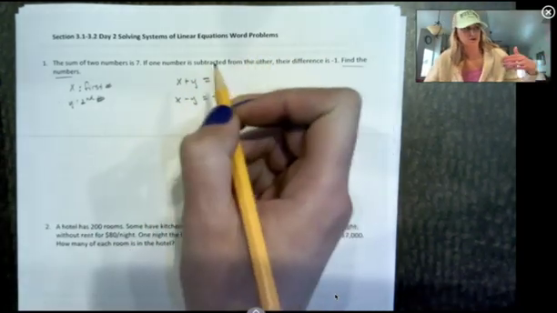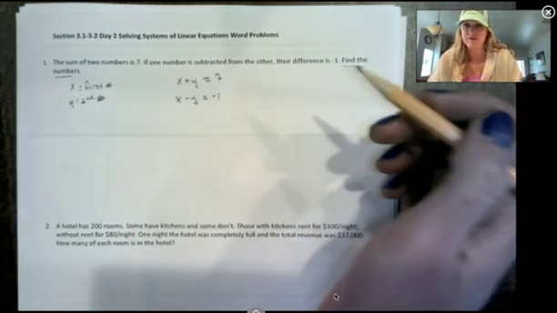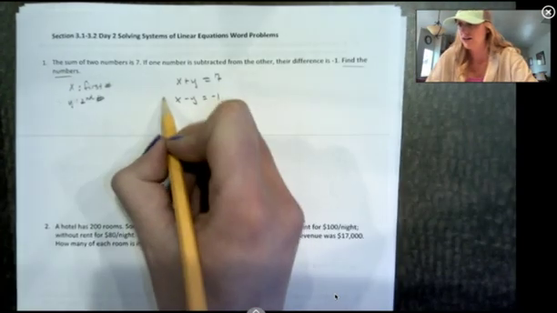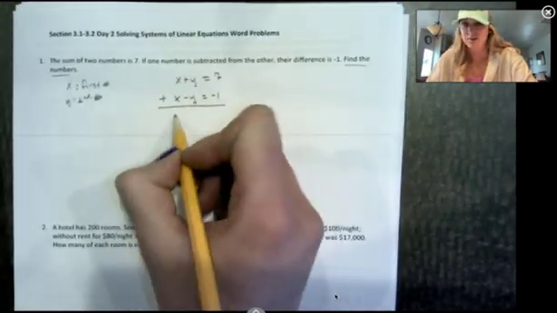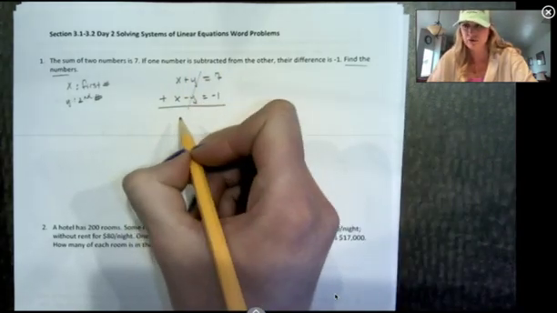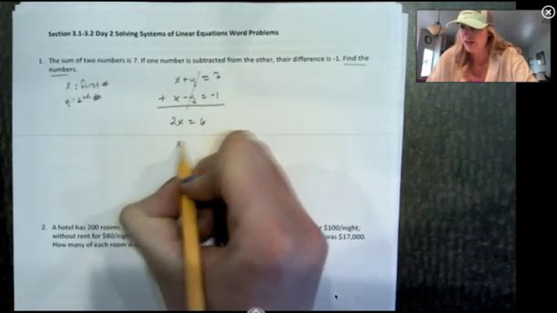Okay, so we're going to proceed with whatever method I want. I could do substitution or elimination. I'm going to do elimination because my y's are already opposite. So if I add them, I'm going to be able to eliminate those. I didn't have to even multiply. So I get 2x equals 6, divide by 2, and I get x equals 3.